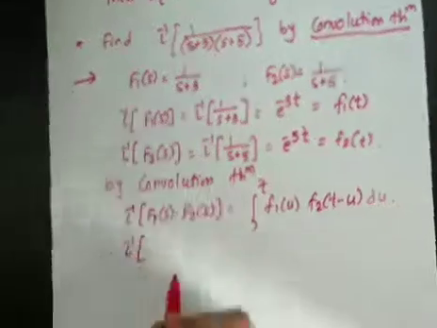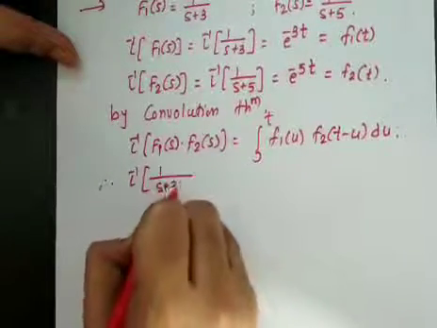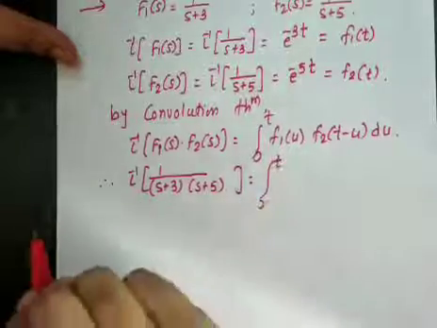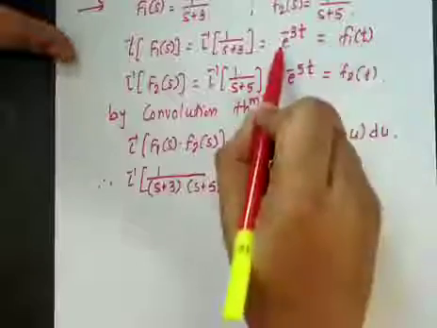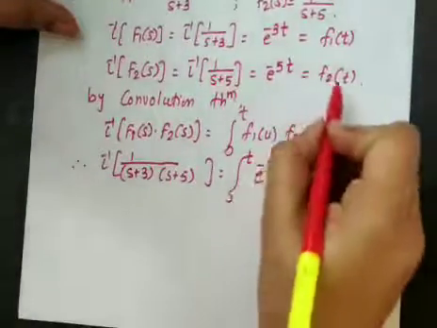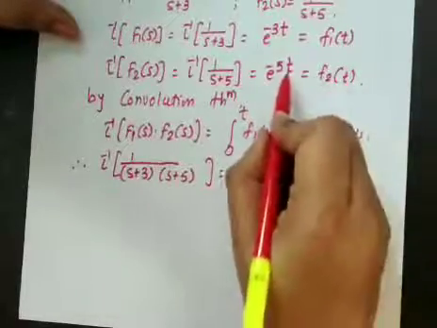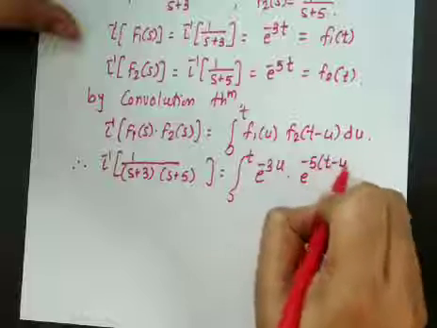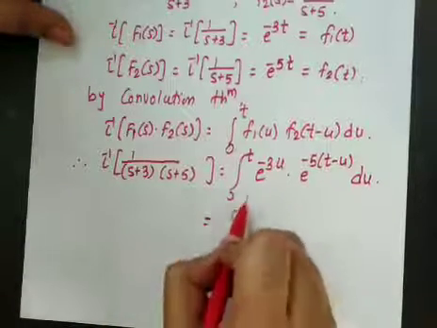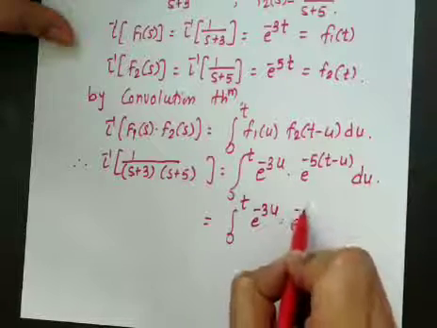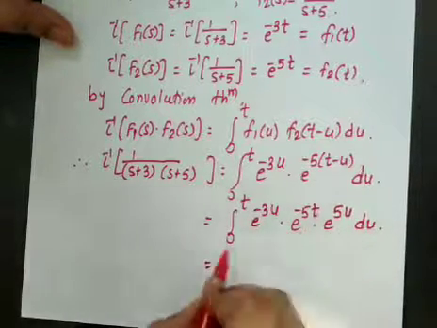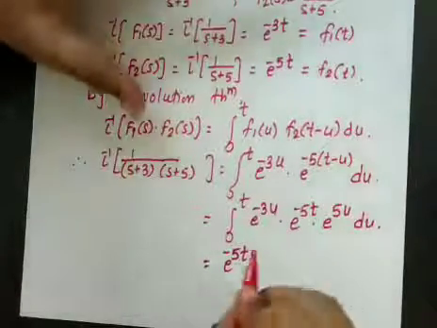That is, Laplace inverse of 1 upon s plus 3 into 1 upon s plus 5 is equal to integration 0 to t f1(u). In this f1(t), we have to put t as u, so we get e raised to minus 3u, into f2(t minus u). This is your f2(t), in that we write t minus u in place of t, that is e raised to minus 5 into (t minus u), and this integration is with respect to u. So that is integration 0 to t e raised to minus 3u into e raised to minus 5t into e raised to 5u du. As integration is with respect to u, the function of t is constant, it will come outside: e raised to minus 5t.